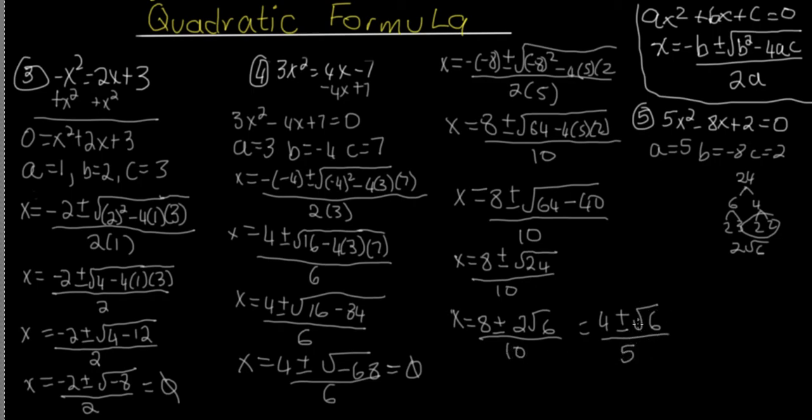Since I still have a square root here, I know I can't simplify this anymore. If this was just a regular number without a square root, then I would break up the equation and solve it like we did number 1. So this is as far as you can go. This is your answer. You can leave it like this, or you can say 4 plus square root of 6 over 5, or 4 minus square root of 6 over 5.